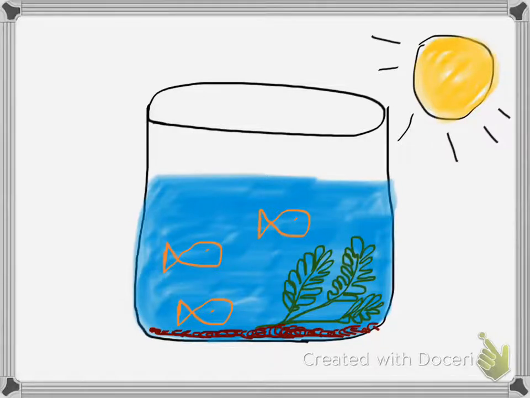Let's talk about the autotrophs first. Why are the autotrophs needed in my little aquarium? To make oxygen. That's good. So I'm going to make some oxygen.